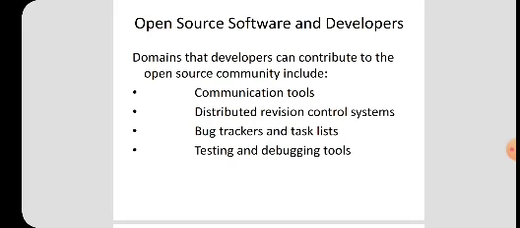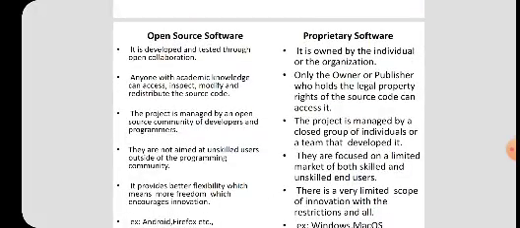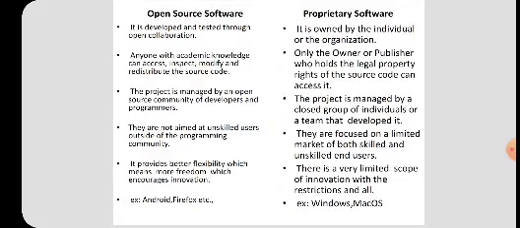Okay, so now we study the difference between open source software and proprietary software. This is the first topic, and it is one of the important long answers also. So what is open source software? First we see open source software. It is developed and tested through open collaboration. But proprietary software is owned by an individual or an organization. The second point is that anyone with the academic knowledge can access, inspect, modify and redistribute the source code.